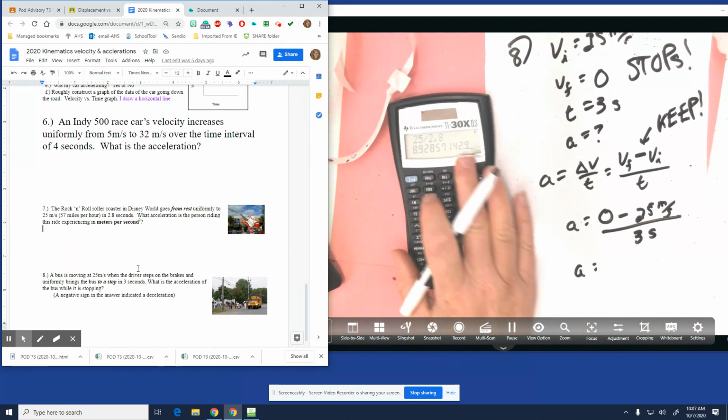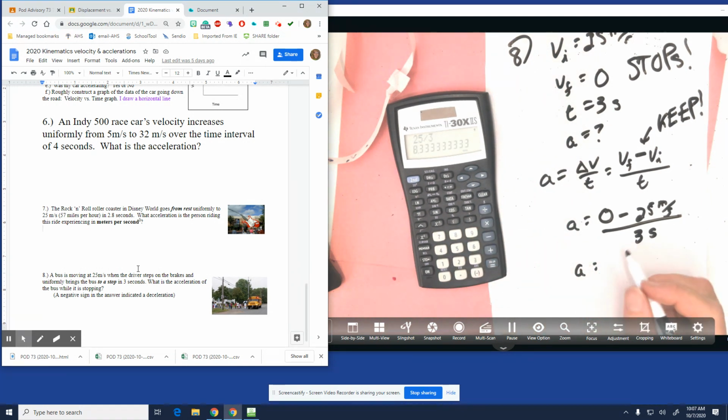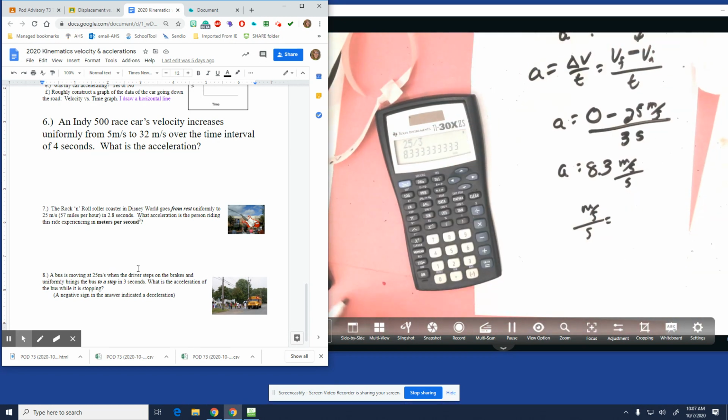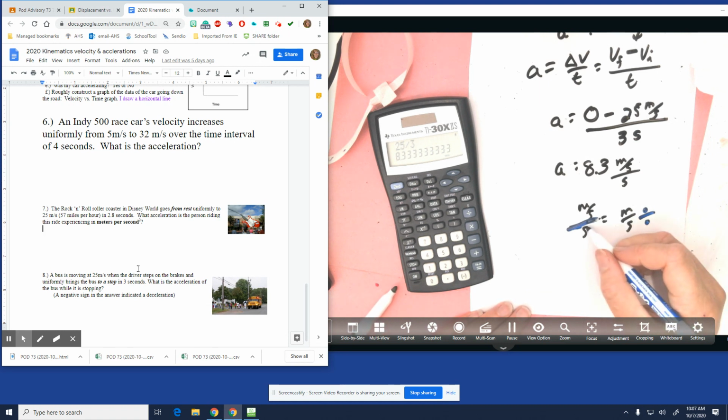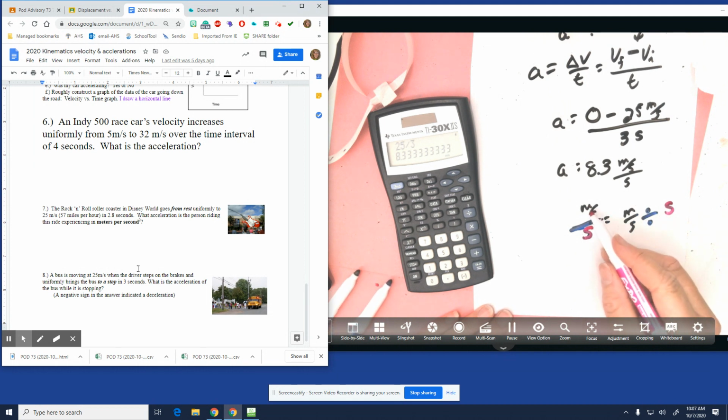Now 25 divided by 3 is 8.3 meter per second divided by a second. Hopefully you guys can remember it, but a meter per second divided by a second looks like this. A meter per second. Now I take this division and I put it right here. And then I put this S, maybe I'll make it red, over here. So that is now written like this. Everything can be written over 1 without changing its value.